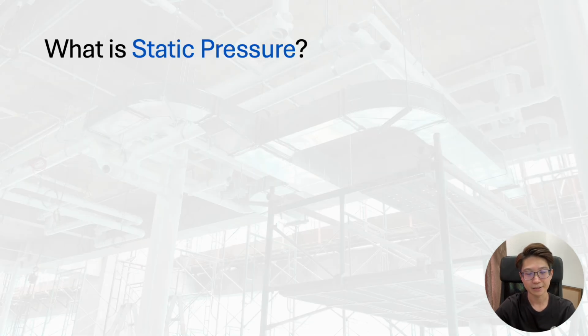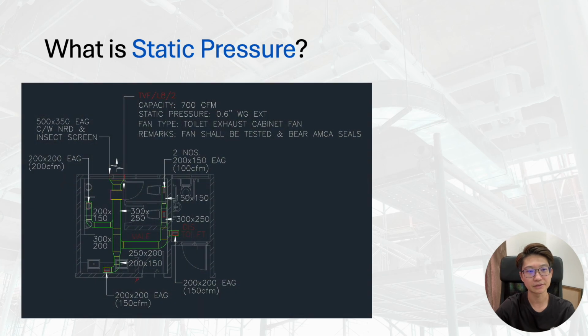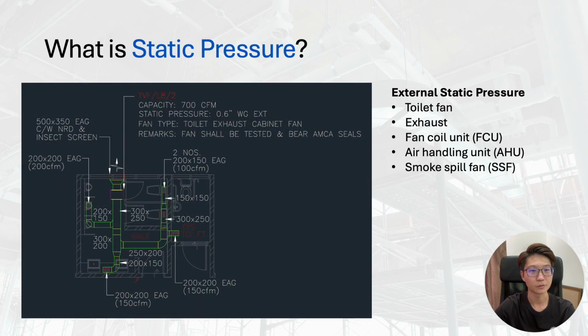So when we talk about static pressure, we actually mean this one. We can always see this one, static pressure. What does this mean, right? This is for the fan. So basically, external static pressure is the strength of the fan to push the air until the very last diffuser, or in this case, pull the air, because this is a toilet exhaust fan, pull the air from the very last diffuser.